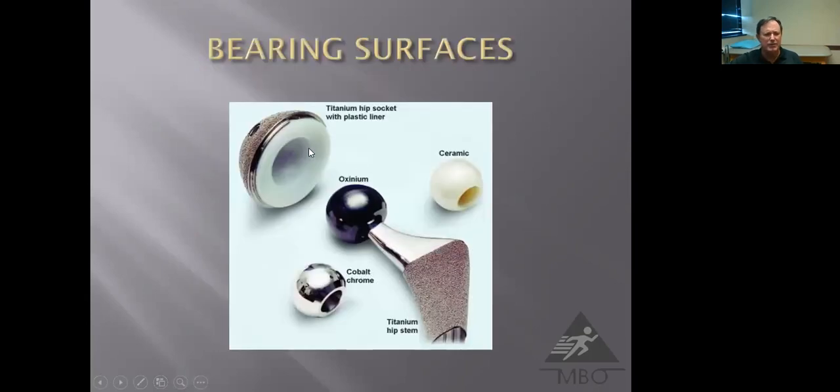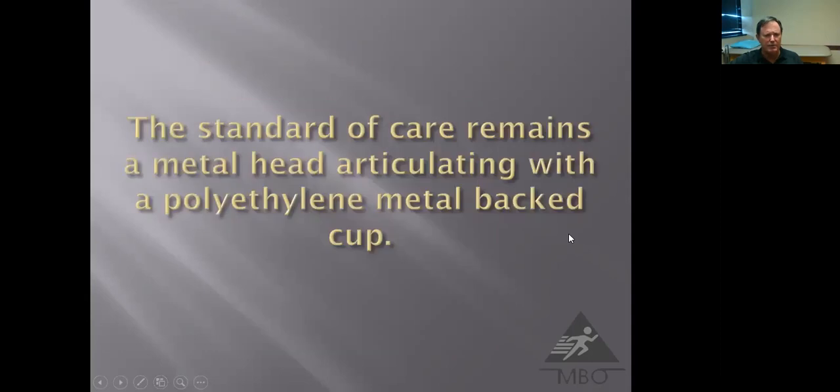Again, these are the bearing surfaces. They almost all have metal lining in the back. And this is a polyethylene, this is the plastic, and then this is a metal titanium stem. And then you can either have a ceramic or a cobalt chrome head, and there's one company that puts a cobalt with an oxinium, which is just a lining on the head. So these will all work fine for 25, 30 years and are rarely a problem. So the standard of care, basically, the average person that gets a hip replacement gets a metal head articulating with a polyethylene or plastic back cup.